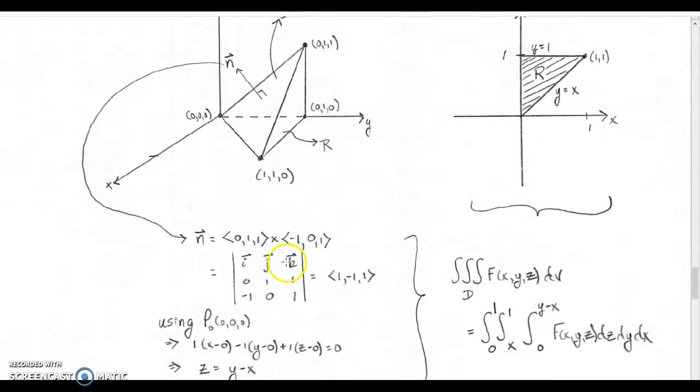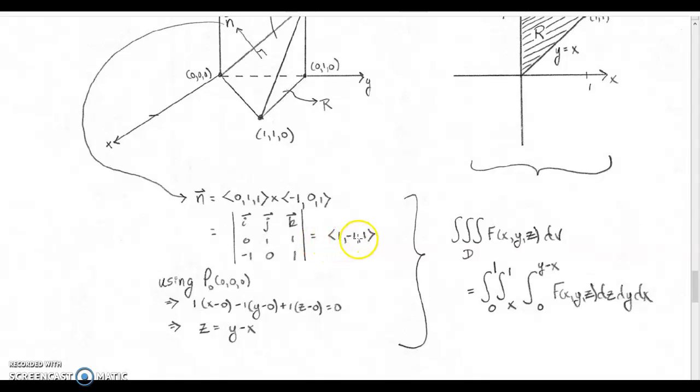To get a normal vector, when I take the cross product of those two, I get the vector 1, minus 1, 1. Then if I use the origin as my initial point, so this is my normal vector. Remember my formula for the equation of a plane: if this has components a, b, c, it's a times x minus x naught plus b times y minus y naught plus c times z minus z naught equals 0. And then when I simplify this, I get z equals y minus x. So here's the equation of that surface, the plane.